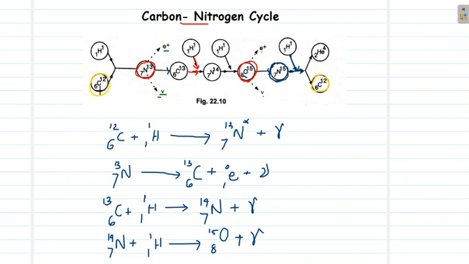So no carbon is getting consumed in this process. Carbon just acts like a catalyst in this process. So it makes path for other reactions to happen. It just gets entered into the cycle and gets out of the cycle unaffected.